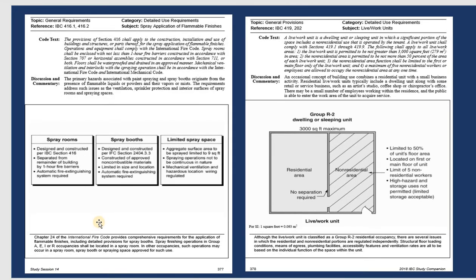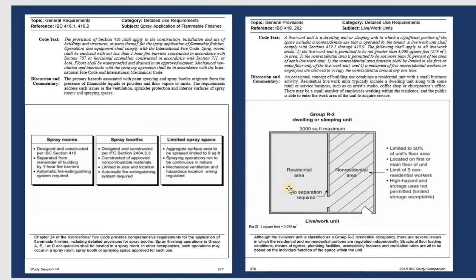Okay, so they have some examples here, you can see the spray room, the spray booth, and the limited spray space. Depending on each of them, we need to separate by 1 hour fire rating, automatic fire extinguisher, or mechanical ventilation. Hazardous location, why? It depends on the purpose for which you use it. You use a spray room, a spray booth, or a limited spray space, and you need to change the parts inside of the design.